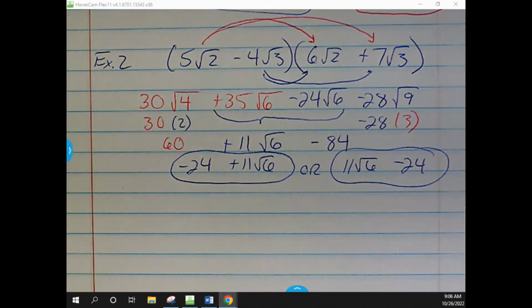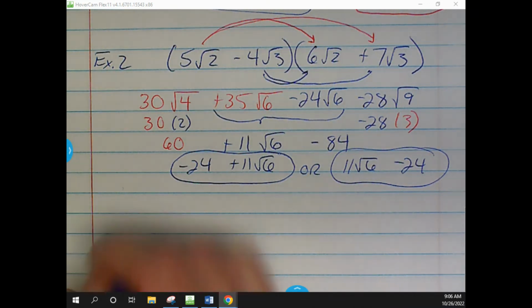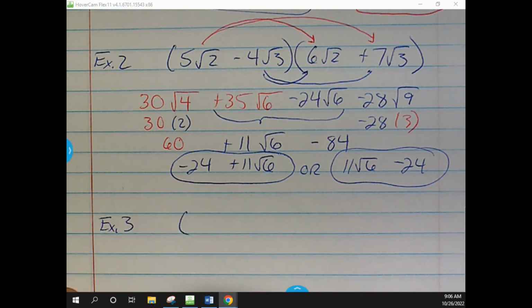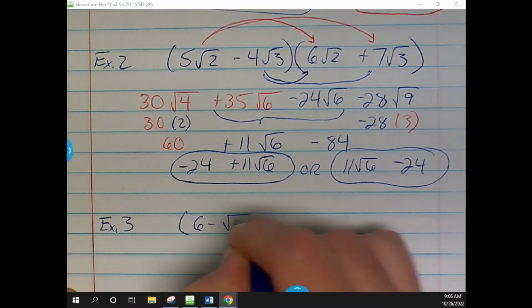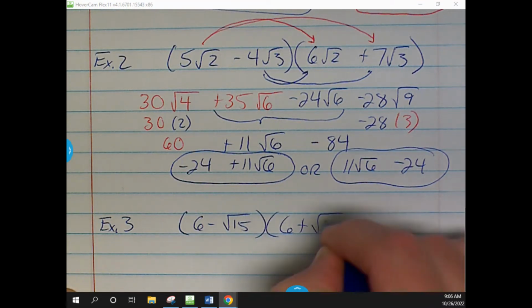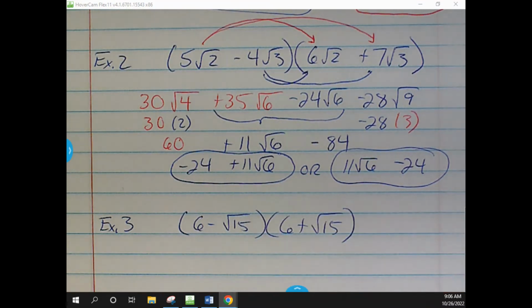Okay, now, depending on the numbers sometimes too, the terms, the things you have, you may get an answer that might be a little easier than what you think. So let's say we're doing 6 minus square root of 15 and 6 plus square root of 15.